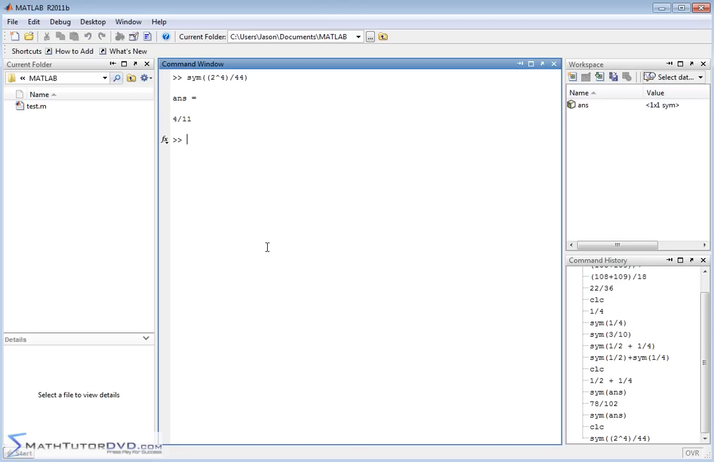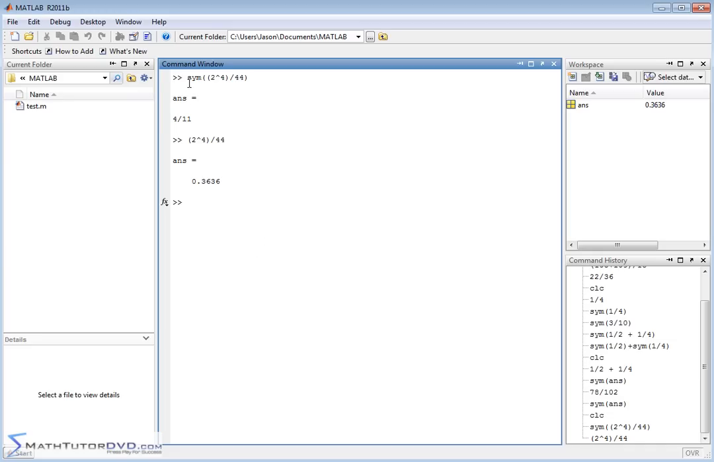Now let me retrieve the last command by up arrow. Now let me take that sym thing away. I'll take that away. So now we have this calculation. Notice the answer is 0.3636, and there are probably other decimals going on and on, but MATLAB is only currently displaying four digits after the decimal spot.